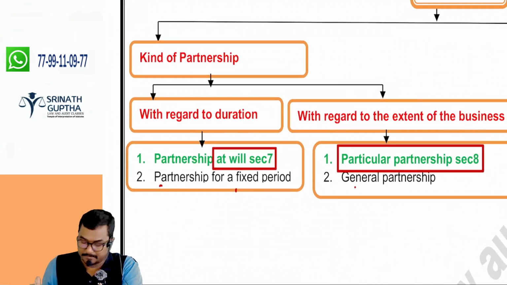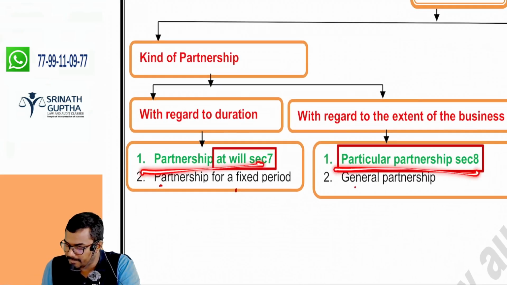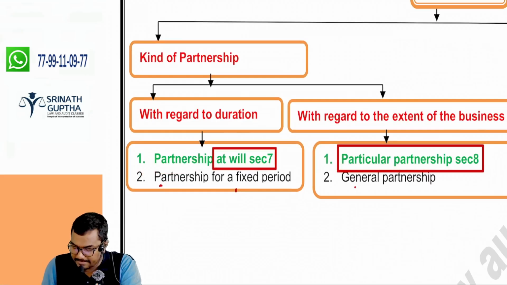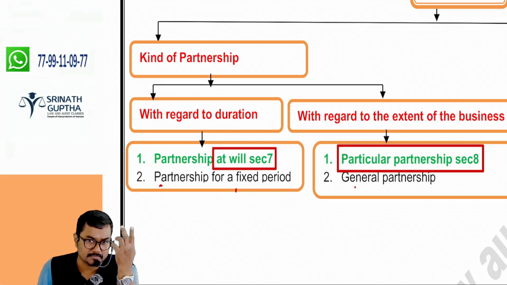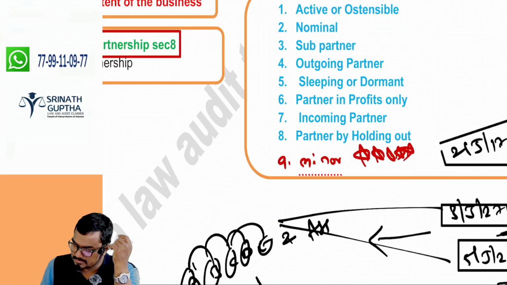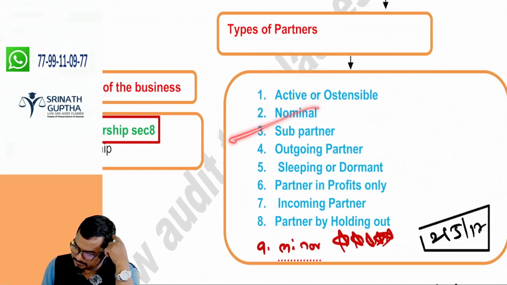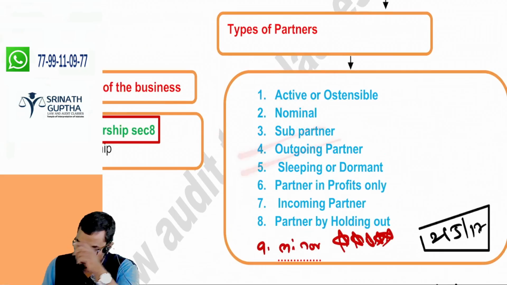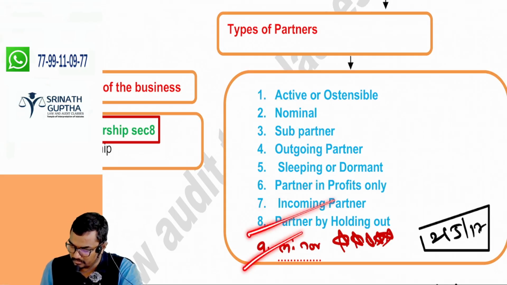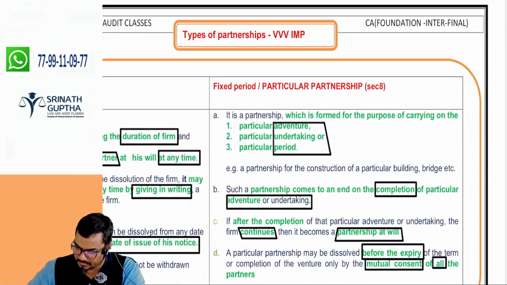Firms are of two types: particular partnership and partnership at will. At will means wish. Business firms are of two types: at will and particular partnership. And partners are of nine types: active, nominal, sub-partner, outgoing partner, sleeping partner, partner in profits only, incoming partner, partner by holding out, and minor, which is parent and minor.